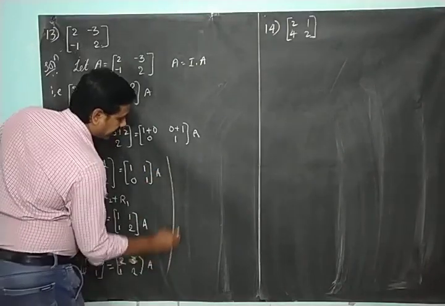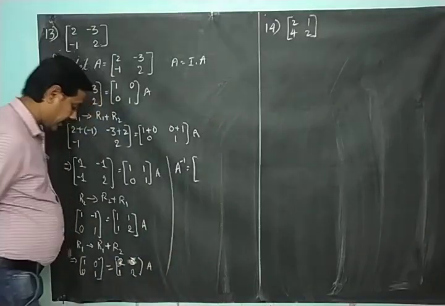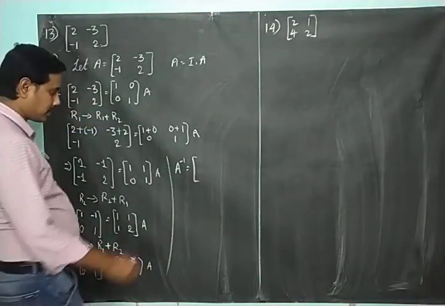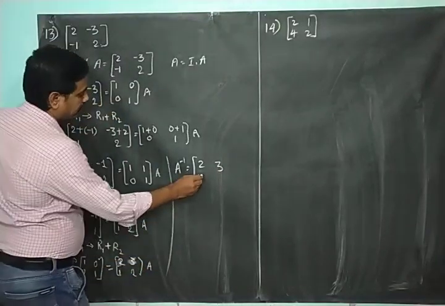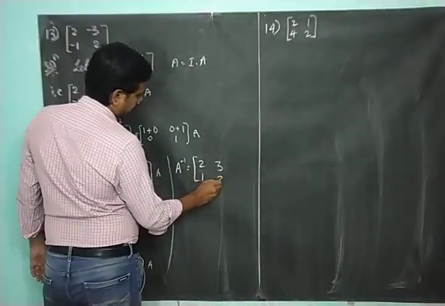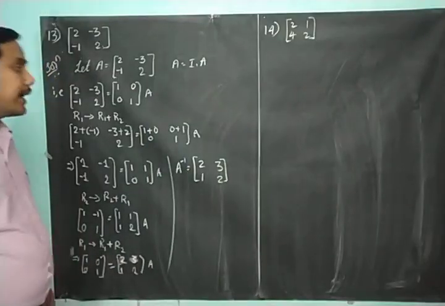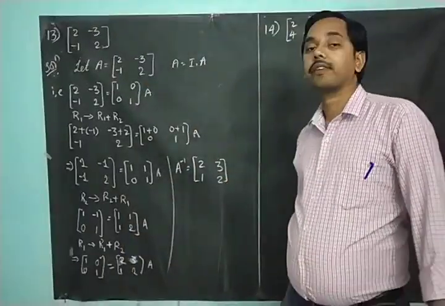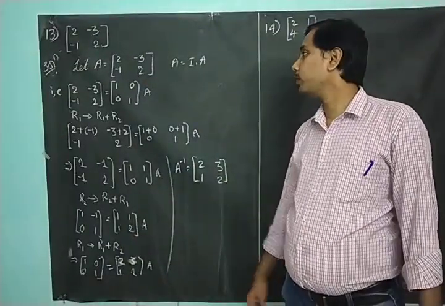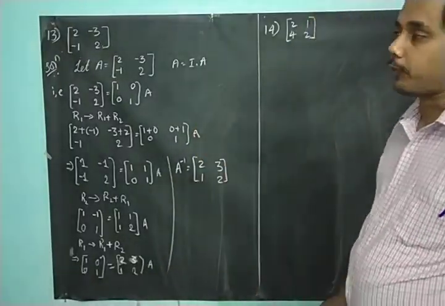So what is my A inverse? A inverse will be 2, 3, 1, 2. So this will be my required A inverse. Is that clear? So if you verify A into A inverse, definitely it will give you the value of I. Okay. So this was about this 13th problem.